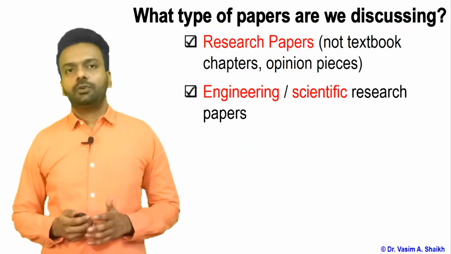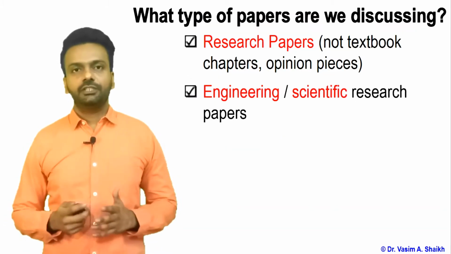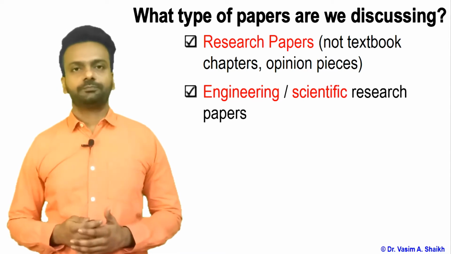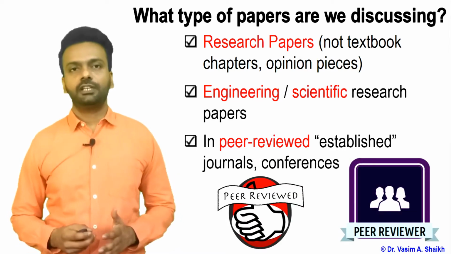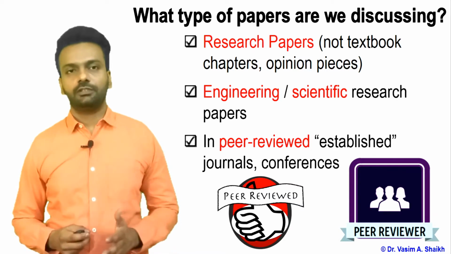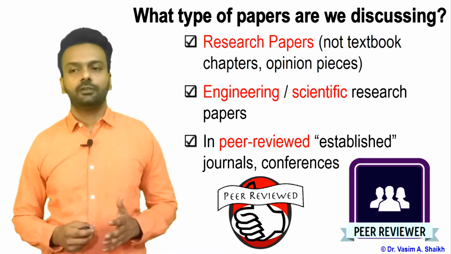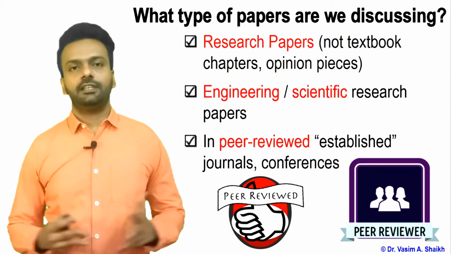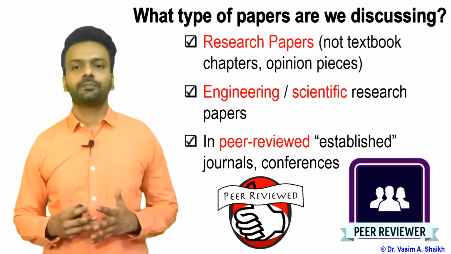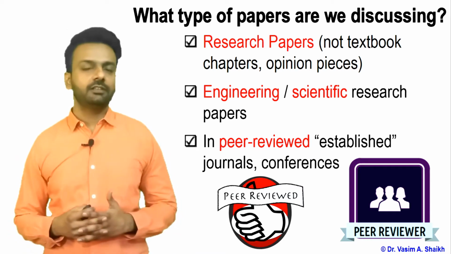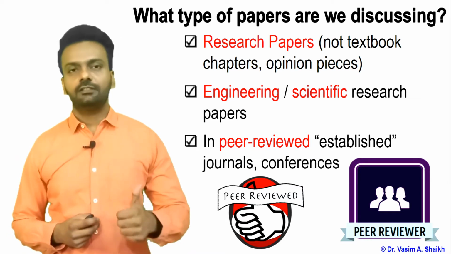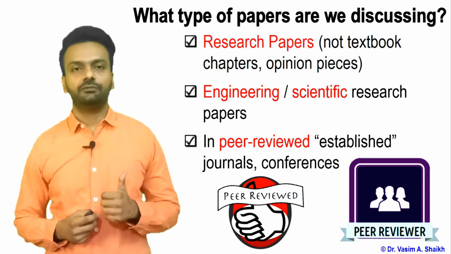We are talking about engineering and scientific research papers. Also we are talking about research papers which are in peer reviewed journals. Peer reviewed means, by default you can say that these papers are of good quality. They have been reviewed by people who are authorities in this field. So that becomes a very important point.